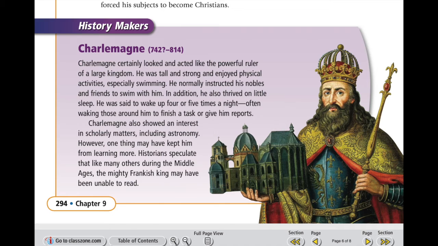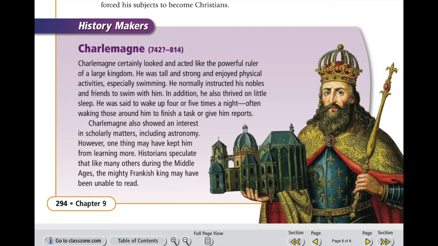History makers, Charlemagne. Charlemagne certainly looked and acted like the powerful ruler of a large kingdom. He was tall and strong and enjoyed physical activities, especially swimming. He normally instructed his nobles and friends to swim with him. In addition, he also thrived on little sleep. He was said to wake up 4 or 5 times a night, often waking those around him to finish a task or give him reports.